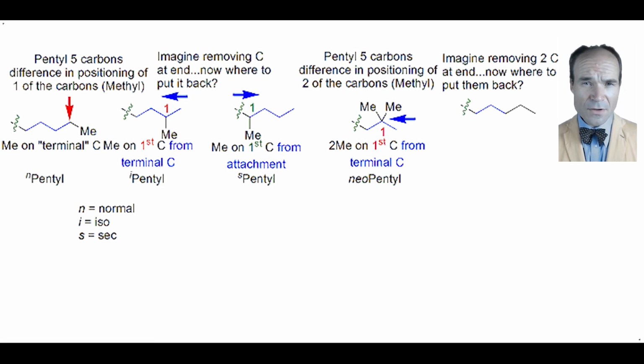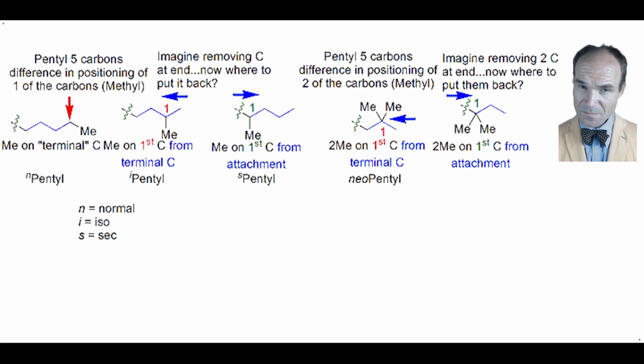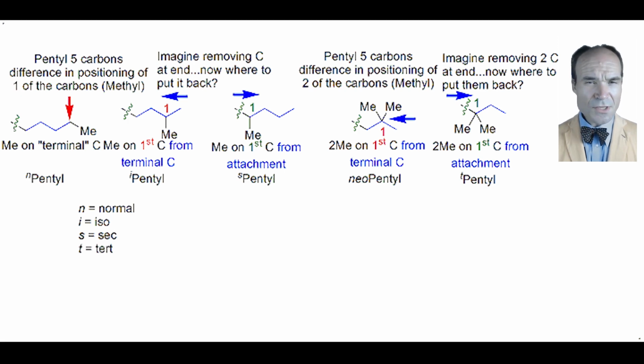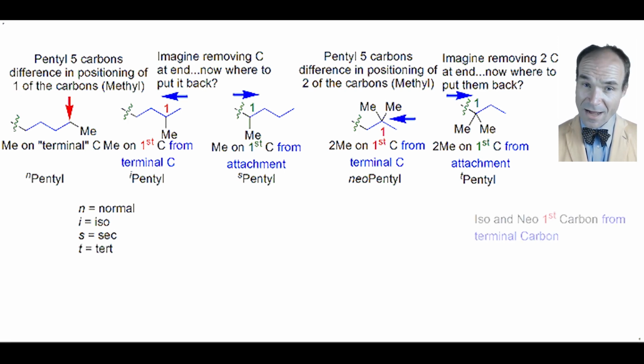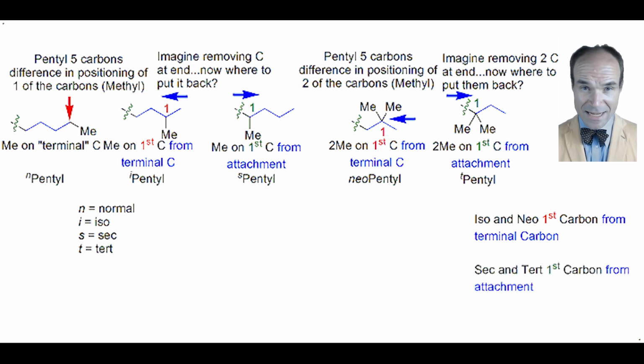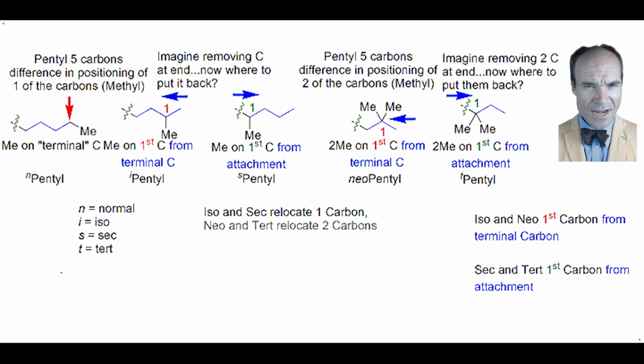An alternative would be their relocation one carbon in from the attachment. This is known as T-pentyl, where again T stands for tert. So once more in summary, iso and neo are one carbon in from the blue terminal carbon, and sec as well as tert are one carbon in from the attachment. Iso and sec relocate one carbon, while neo and tert relocate 2 carbons.